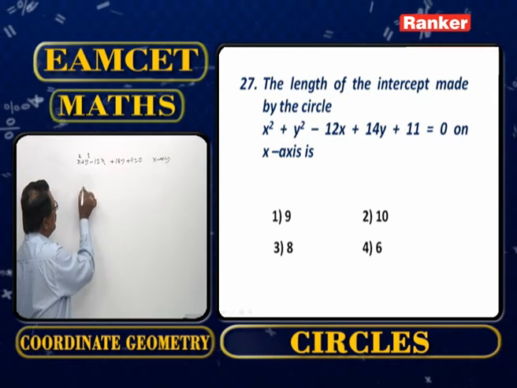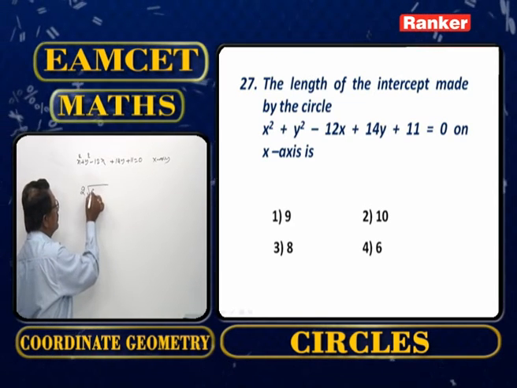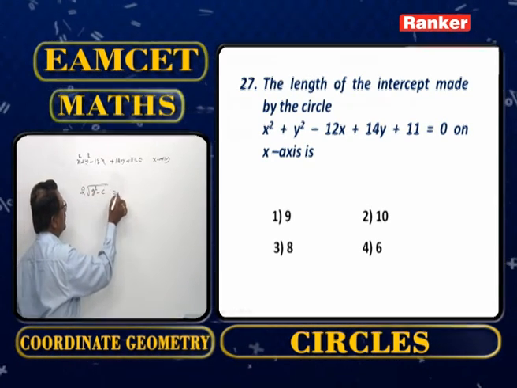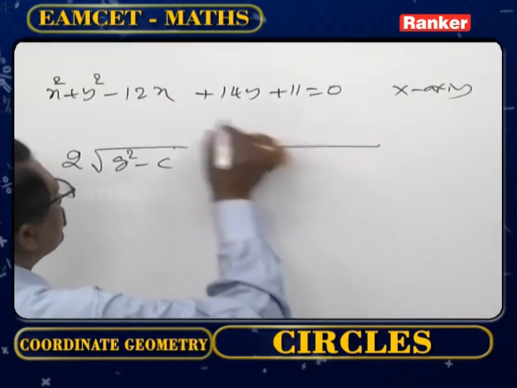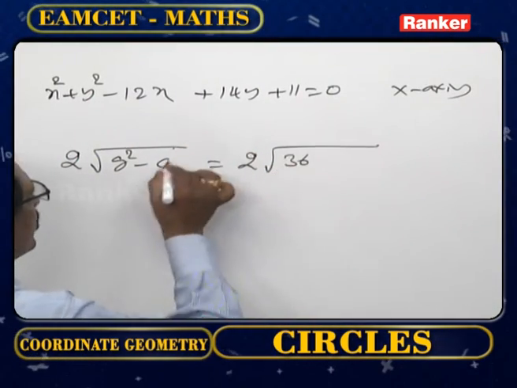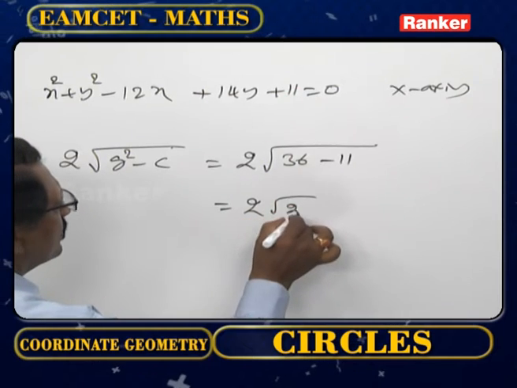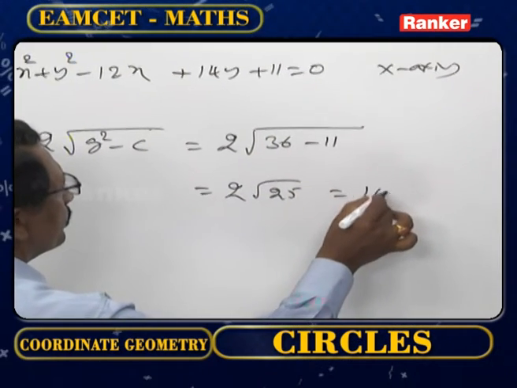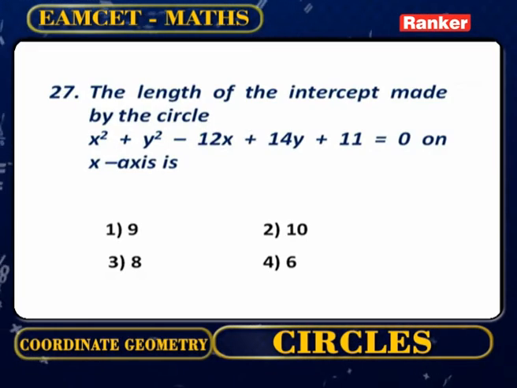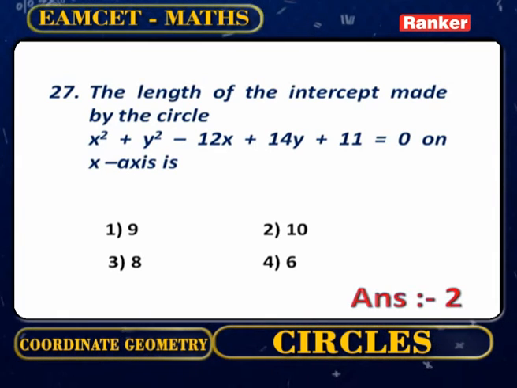The length of intercept made by this circle on the x-axis equals 2 into square root of g square minus c, that equals 2 into square root of 36 minus of minus 11, that equals 2 into square root of 25, that equals 2 into 5, which is 10. Now, the length of intercept made by the circle on the x-axis equals 10, so the second option is correct.